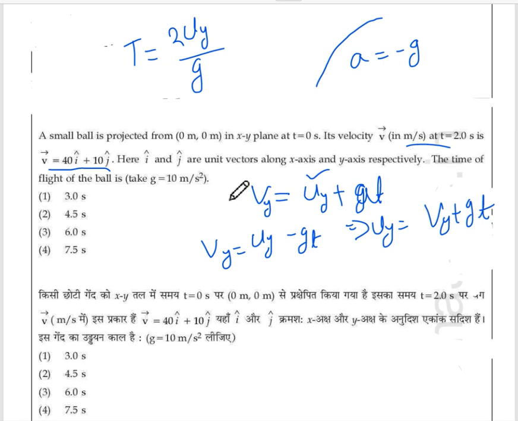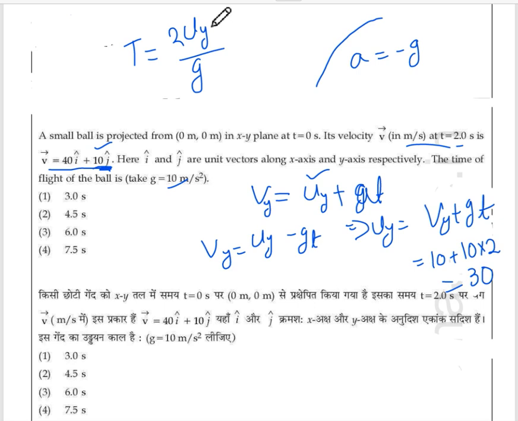Here vy will become 10, so the velocity whose component in the y axis is 10. So we will put here 10 plus g value, which is given to take 10, into time, which is after 2 seconds, so we will just put 2. So it will become 20 plus 10, 30.